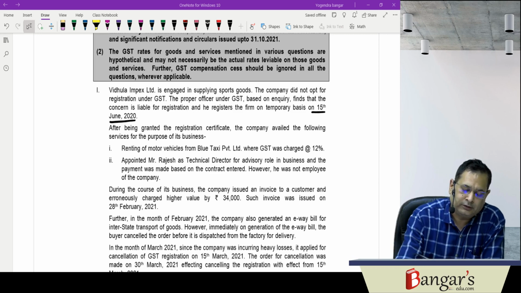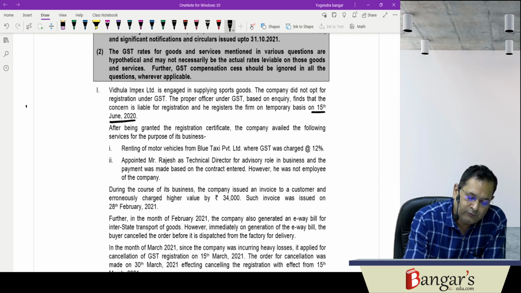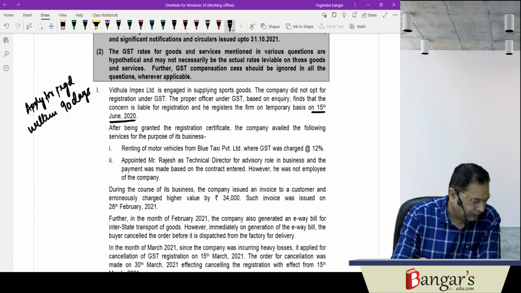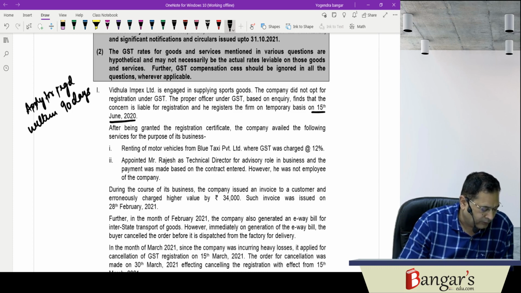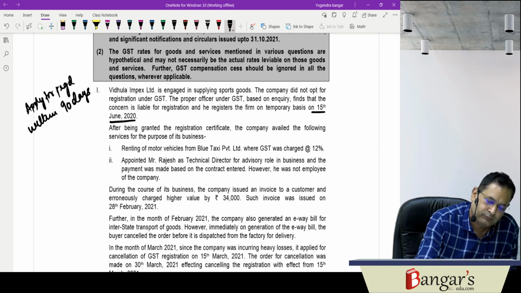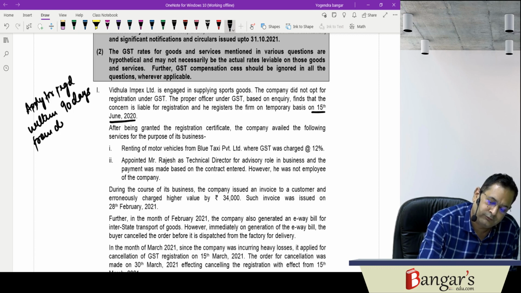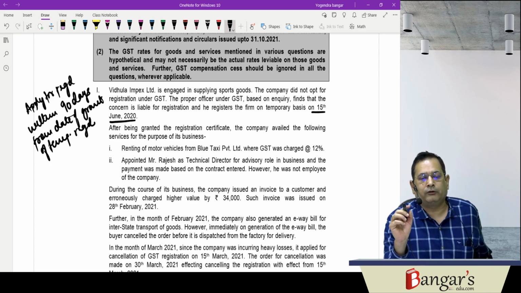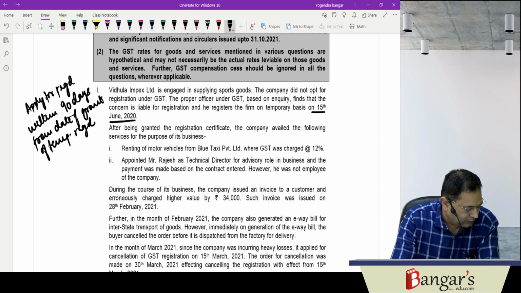Now in case a temporary registration has been granted, we have discussed in the registration chapter that such person has to apply for registration within what? 90 days. Here he has to make an application for registration within 90 days from the date of grant of such temporary registration.